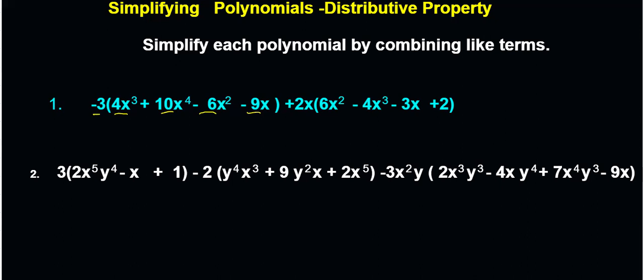So a -3 times a +4 is a -12. And then we got an x cubed. Next, we got a negative times a positive, which is a negative. 3 times 10 is 30. Carry along your variable and exponent. A negative times a negative is a positive. 3 times 6 is 18, x squared. A negative times a negative is a positive. 3 times 9 is 27x.